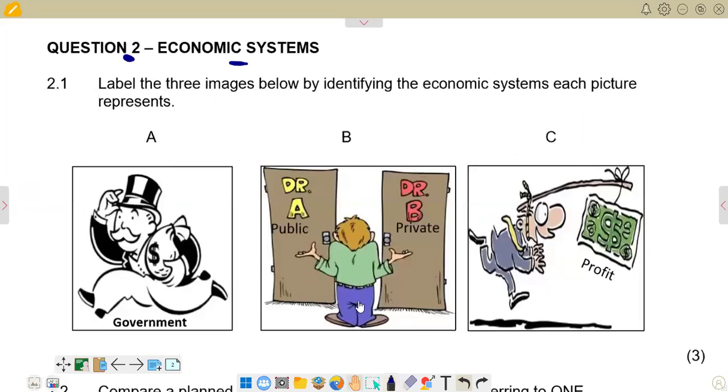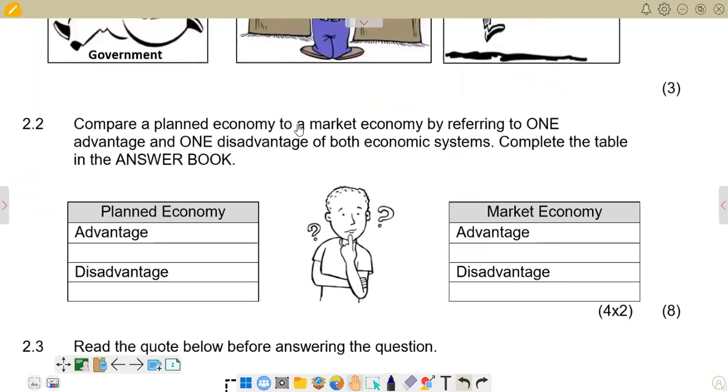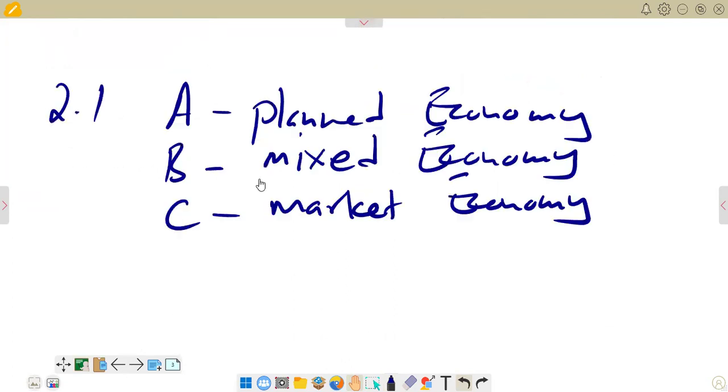Let's see that we are now on 2.2. It reads: compare a planned economy to a market economy by referring to one advantage and one disadvantage of both economic systems. Complete the table in the answer book. We are given a table where for a planned economy we have to raise one advantage and one disadvantage. Then for the market economy, you are also supposed to raise one advantage and one disadvantage. We are going to start with the planned economy.